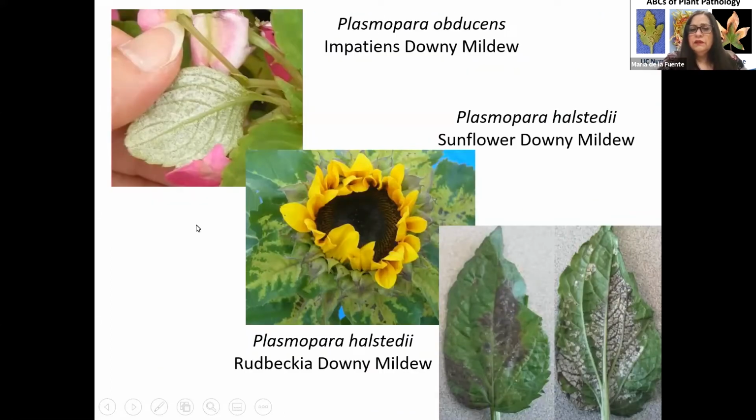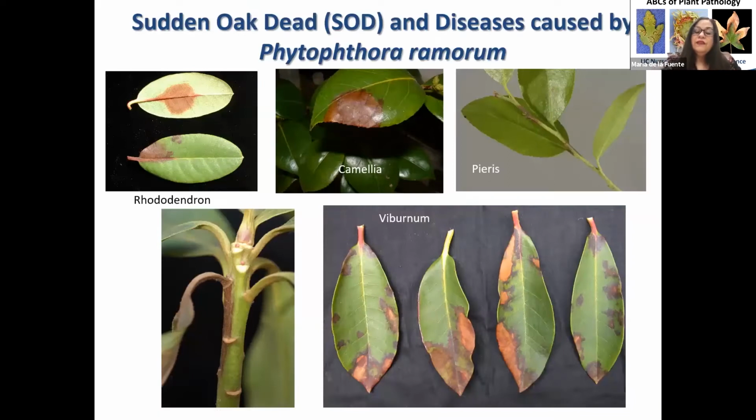Then, oops, what happened? Then we have this one, which is very common here with all of us in California, which is Phytophthora ramorum.